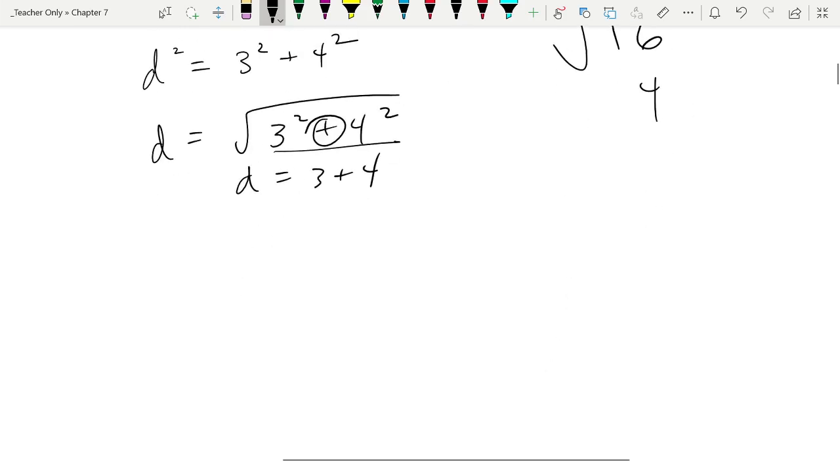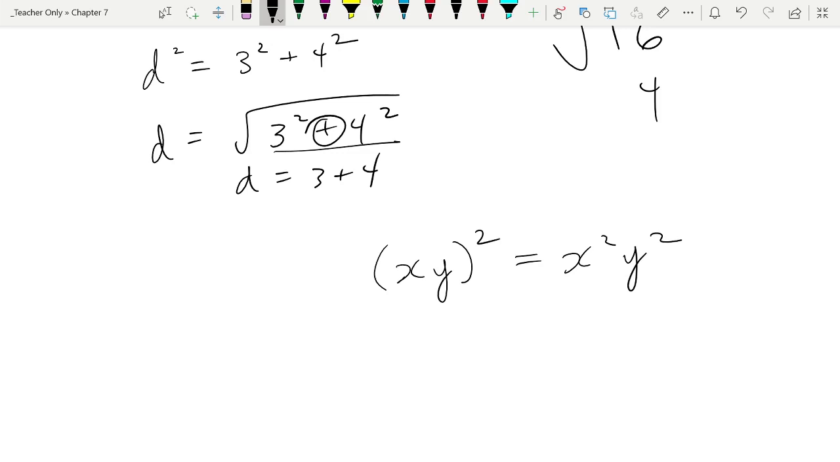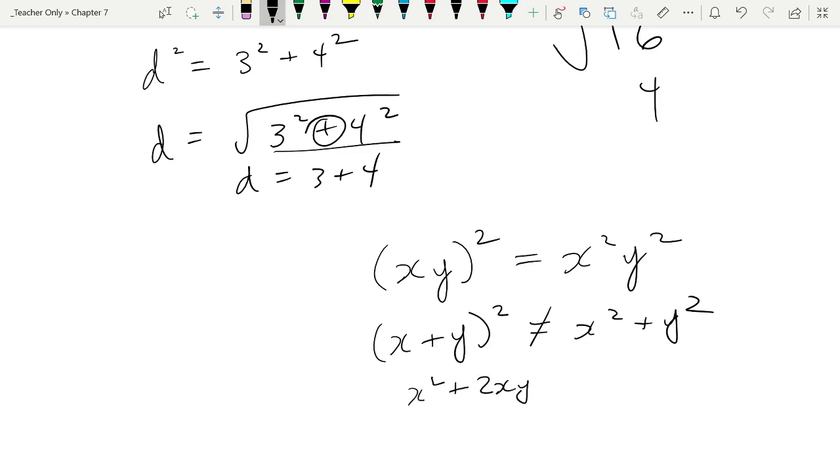In grade 9, you learned that if you have a product to an exponent, you can distribute the exponent into the product. That's true. But if you have a sum or a difference, does that equal that? No, it most certainly does not. Because remember, foiling that out gives you that. Oh yeah, there's that 2xy in the middle.